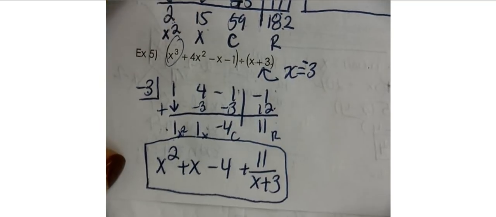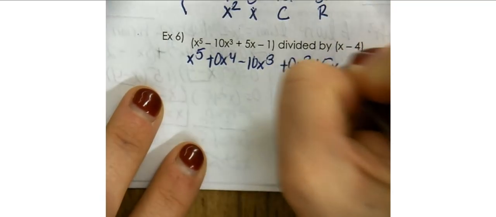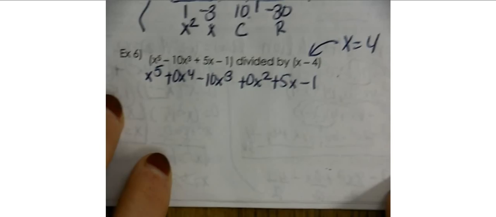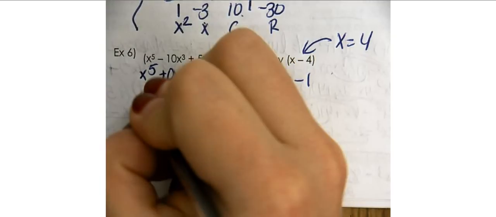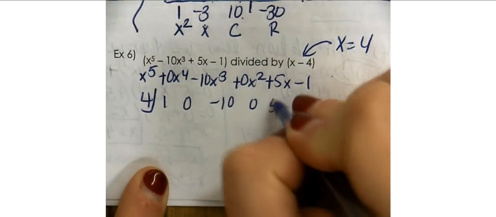Let's go ahead and look at example number 6, and then we are finished for today. So for example number 6, I need to make sure every degree is represented. I have a 5, 3, 1, 0, so I'm missing a couple terms. So I have to have x to the 5th power plus 0x to the 4th power minus 10x cubed plus 0x squared plus 5x minus 1. And I'm going to be working with an x equals 4. So I'm going to put 4 inside of the little box, and I'm going to write 1, 0, -10, 0, 5, -1.